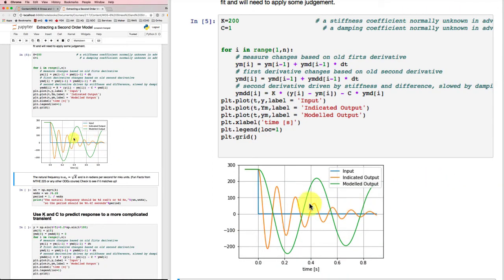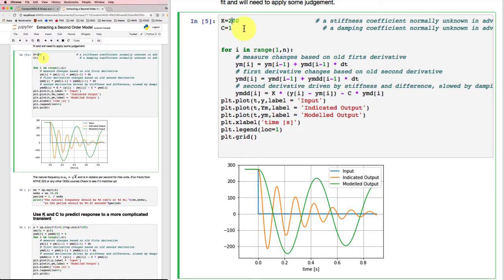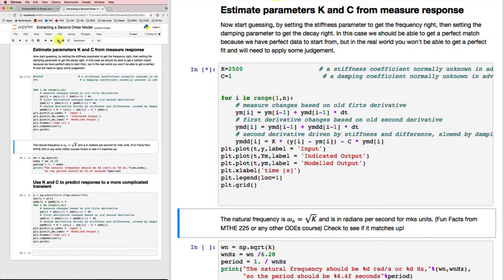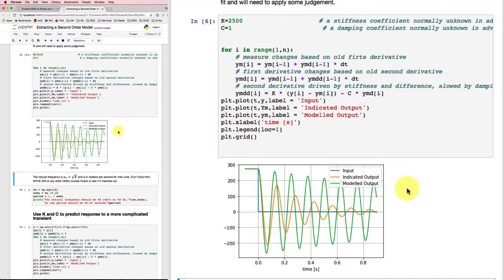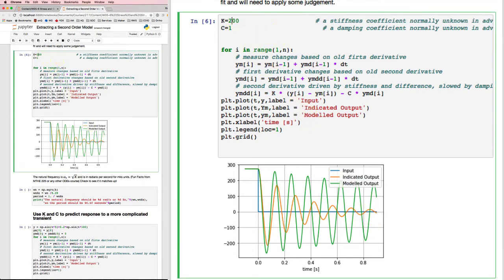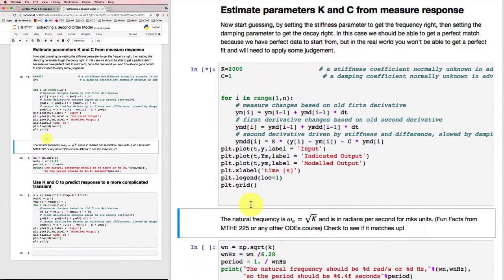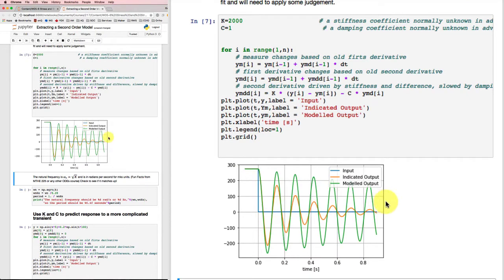I'm trying to zero in on the frequency here. That still wasn't enough. Oh, let's try 2500. And the frequency... Oh, now the green line is oscillating even faster than the orange line. So I need a lower frequency. And I might drop down to 2000. And that looks pretty close. It may not be exact, but it's pretty close to the right frequency.